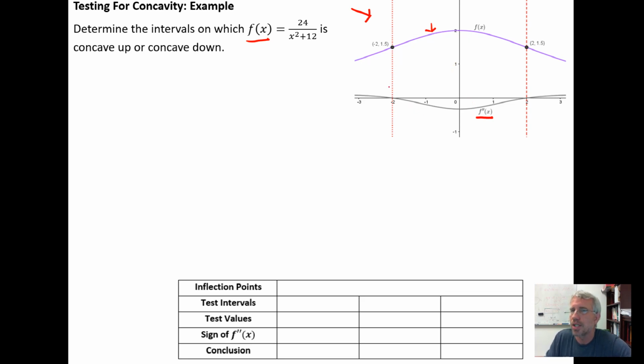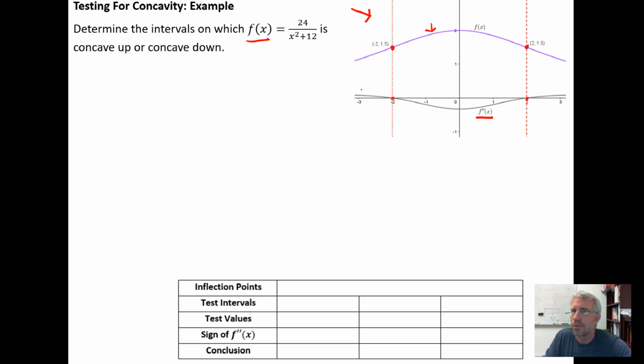So first thing is we need to establish inflection points on our graph. And inflection points are going to happen when either the second derivative is equal to 0 or undefined. So I see that my second derivative is 0 here and here. So that's going to correspond to the inflection points on the graph of f of x here and here.